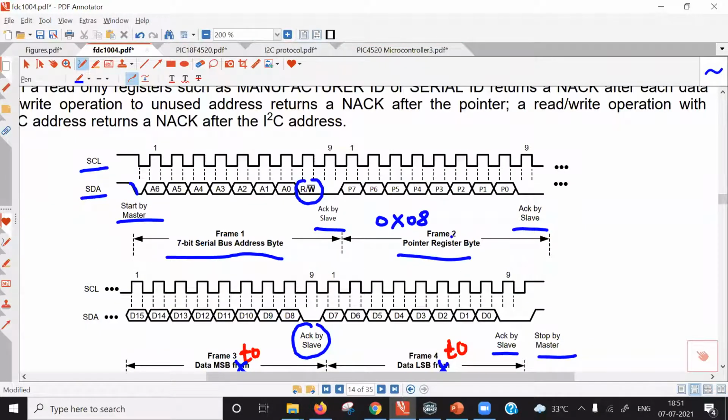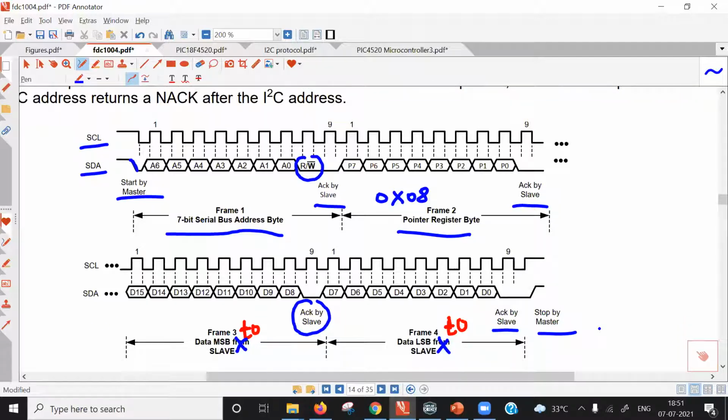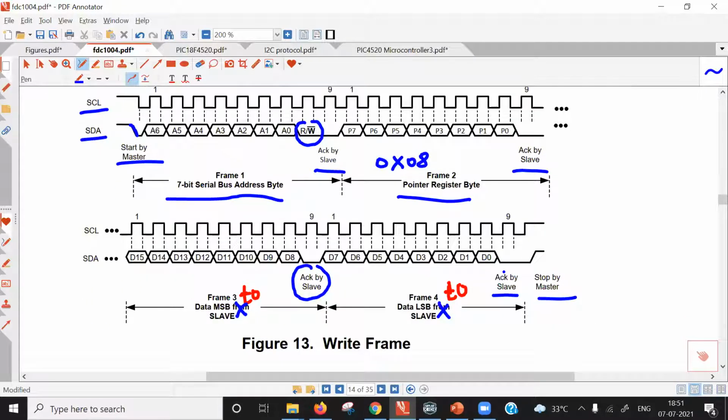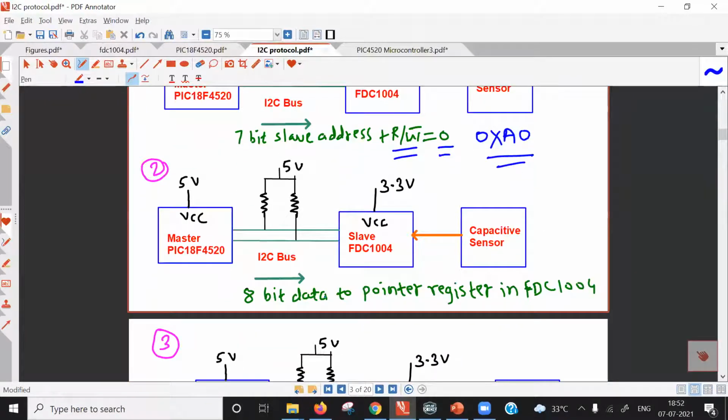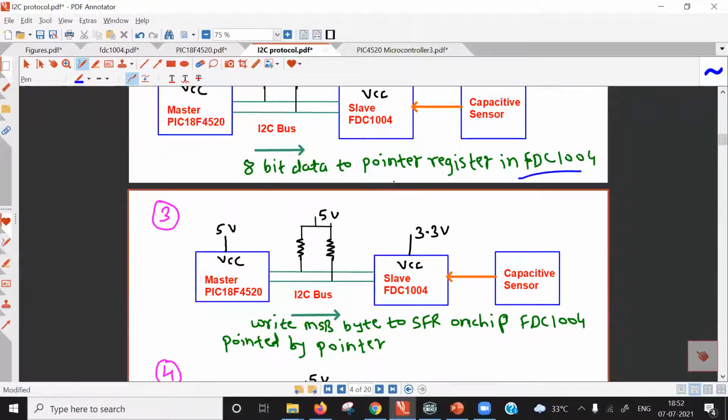After loading the pointer register, we can terminate the I2C protocol without any problem. However, after loading the pointer value, if you continue with data transmission, then the next data will be written to the on-chip registers pointed to by the pointer register. So I have written here, next transmit 8-bit data to pointer register in FDC 1004. After that, you can terminate this data transmission, or you can go for transmission of another 2 bytes.